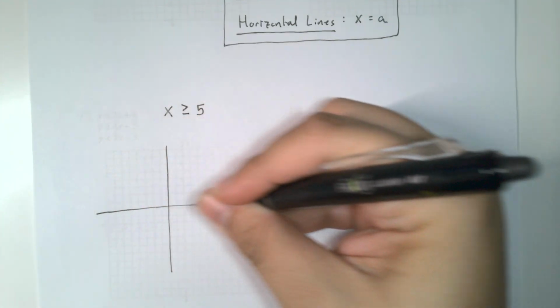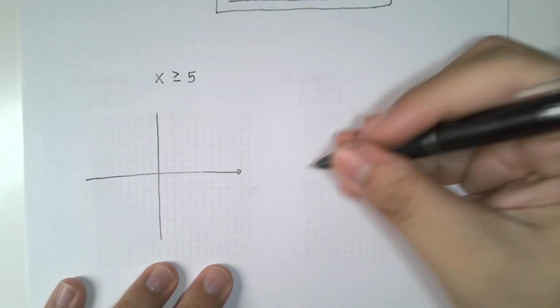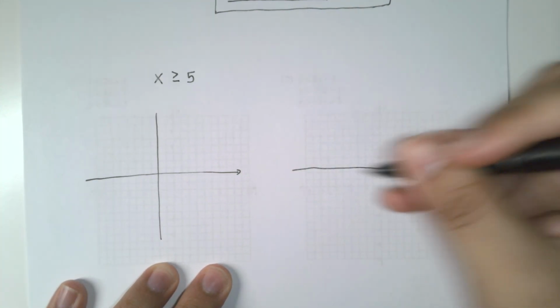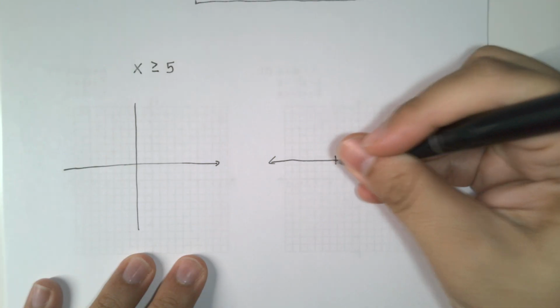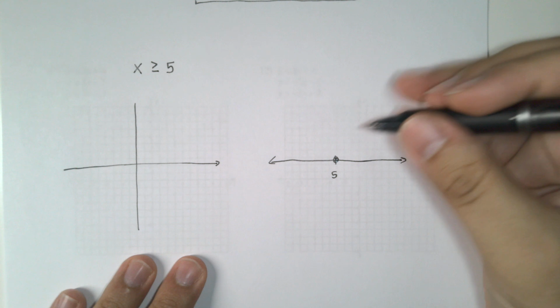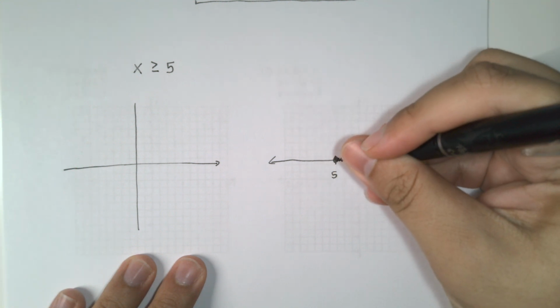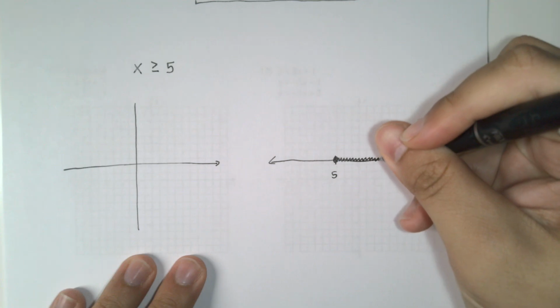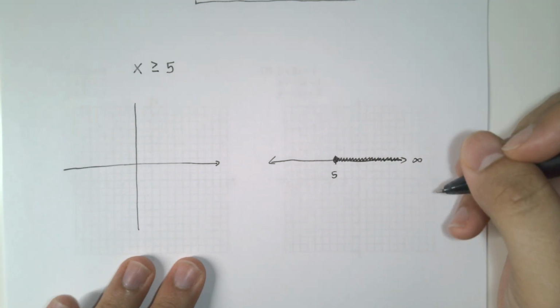Okay. Well, let's think about that for a second. If we were just working on, say, the number line, we would find wherever 5 is on our number line, we'd have a closed circle, and we would say that this is, because it's greater than, it's shading everything to the right, like that, all the way to positive infinity.